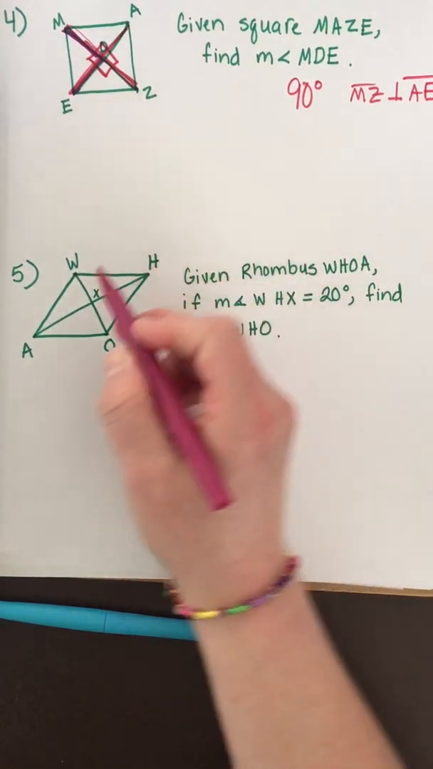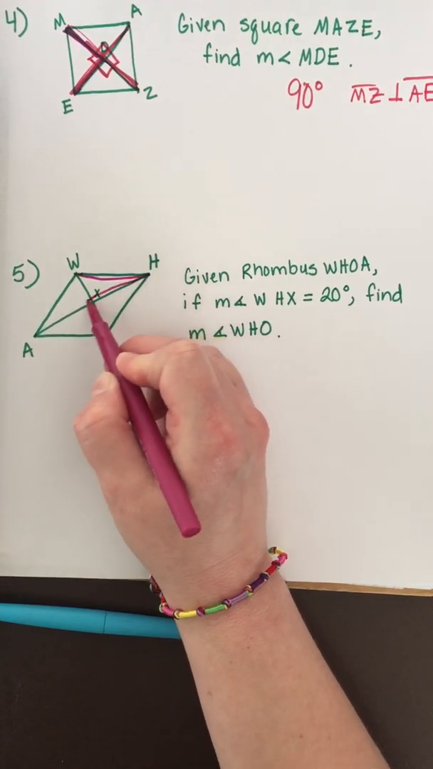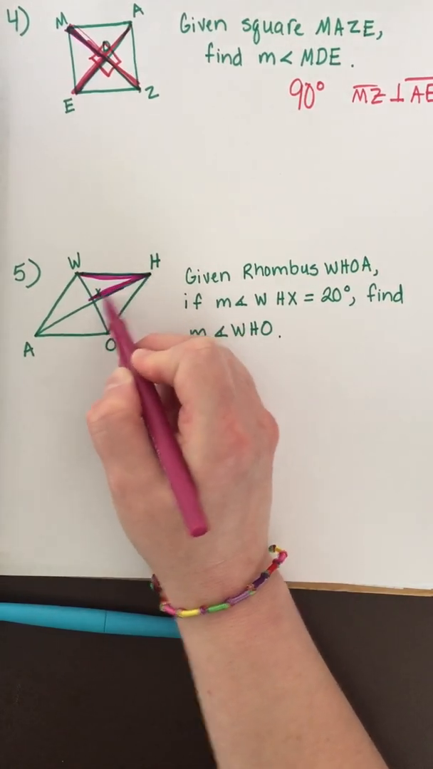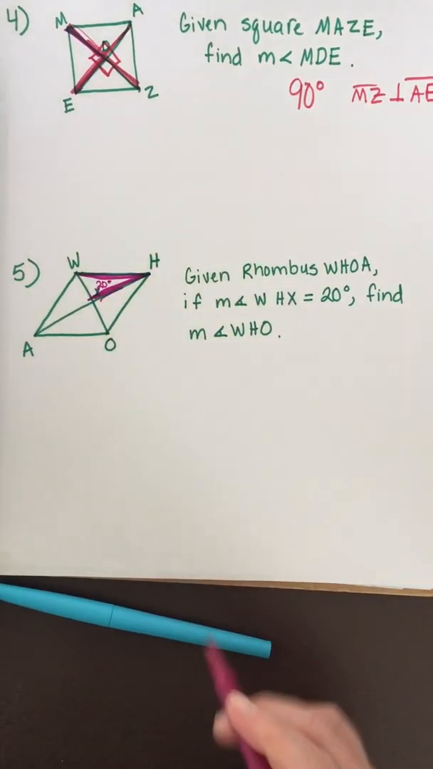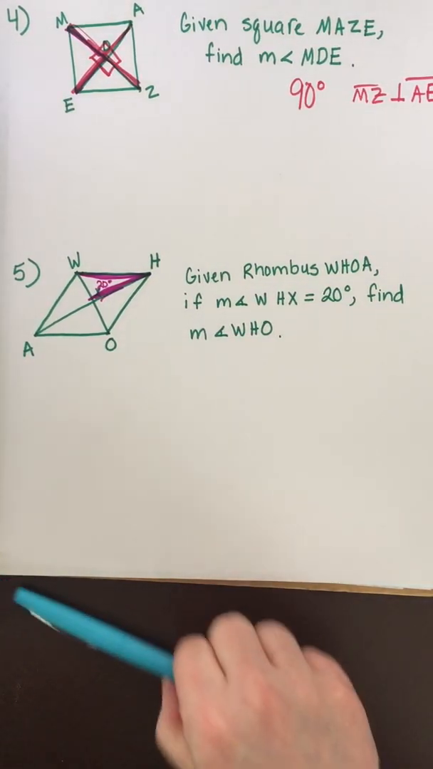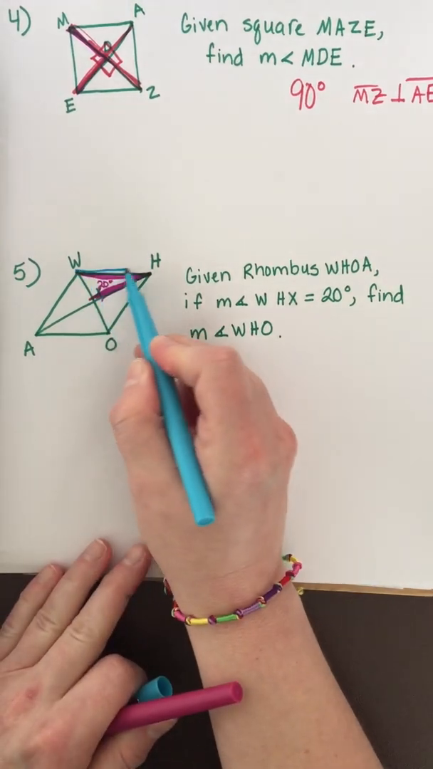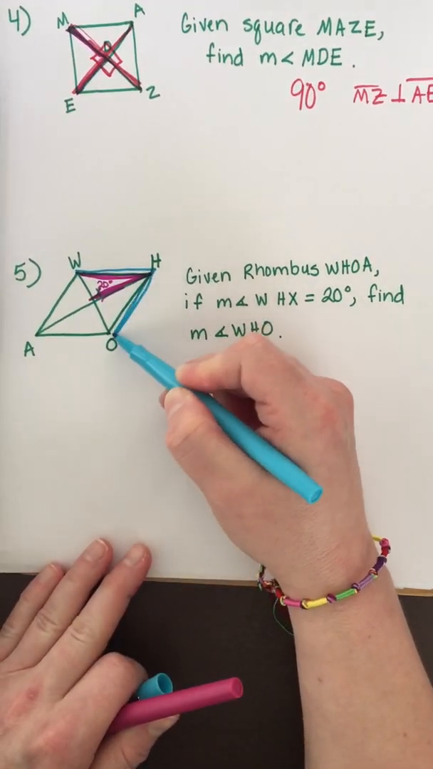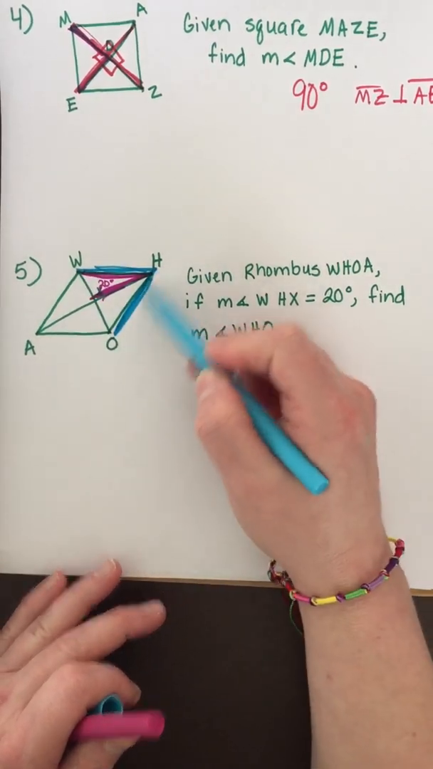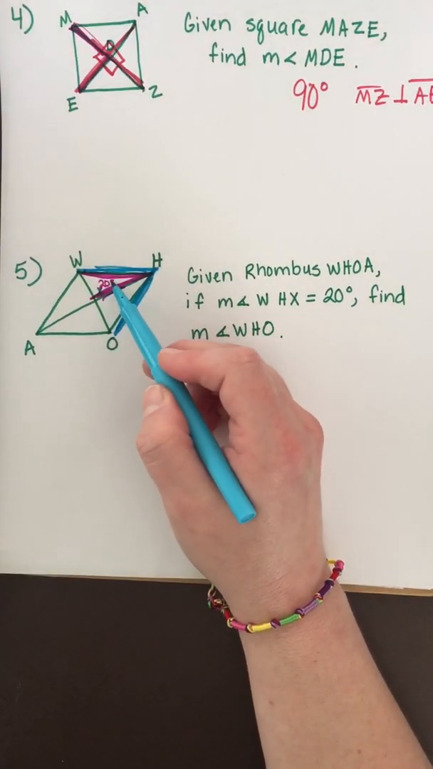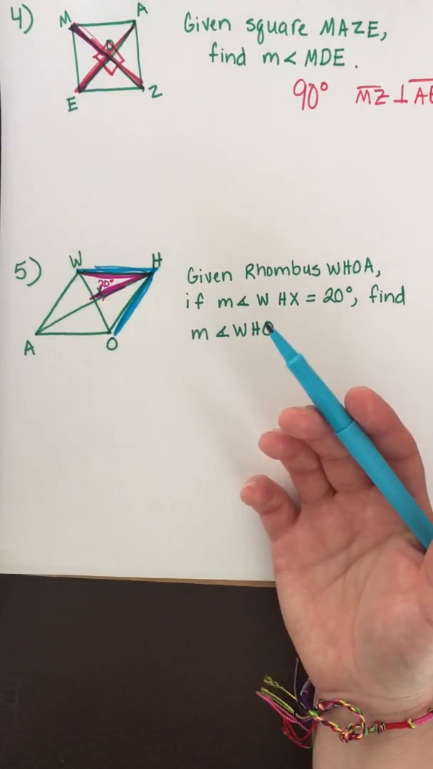All right, and then number 5 says given rhombus WHOA, if the measure of angle WHX, that's this little angle right here, is 20 degrees, find the measure of angle WHO. So this is like the first one we did, except instead of giving us the big angle and asking for the small one, it's giving us the small one and it wants the big one.